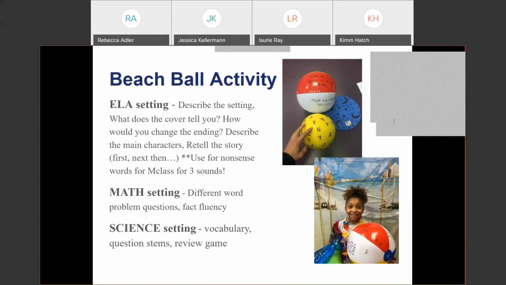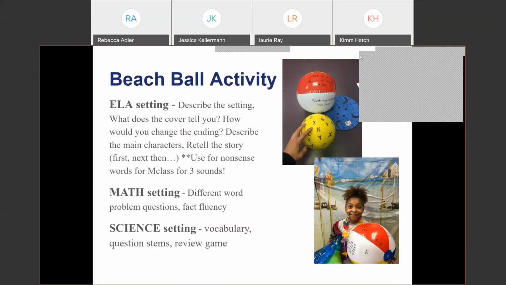A lot of us have probably heard of using the beach ball activity. In the ELA setting, you might have a bunch of different questions on the ball and you pass it around the room, and wherever they catch it, I would go very specific and say my right pointer finger, but it could be just your hand. It just depends on how big the ball is and how many questions or problems you have on it. For ELA, it might tell them to describe the setting. What does the cover tell you? Just different questions relating to a story they read, to help that comprehension and those different story elements.